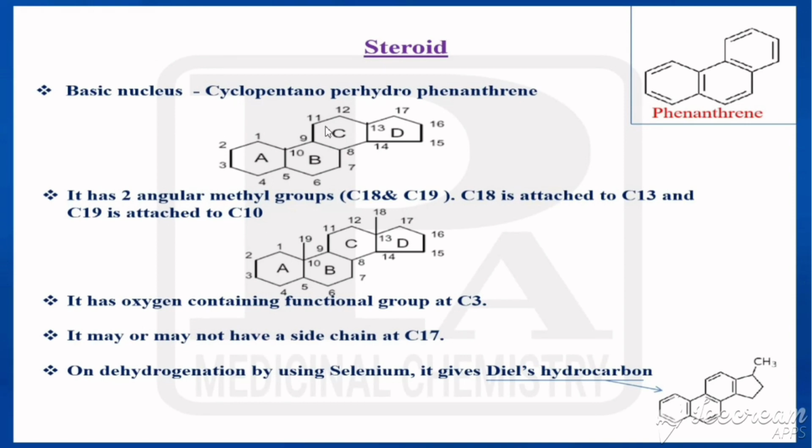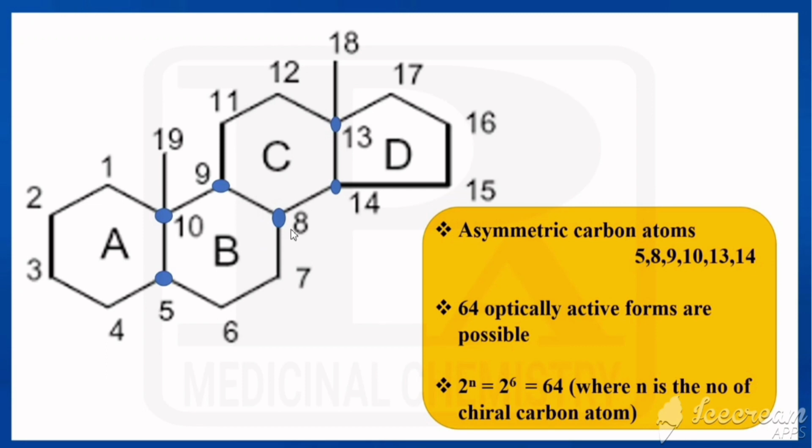So what is the basic nucleus present in a steroid? That is called cyclopentanoperhydrophenanthrene, having two angular methyl groups. At third position, it should have an oxygen containing functional group, and at 17th position, it may or may not have a side chain. Now we have known the structure of a steroid.